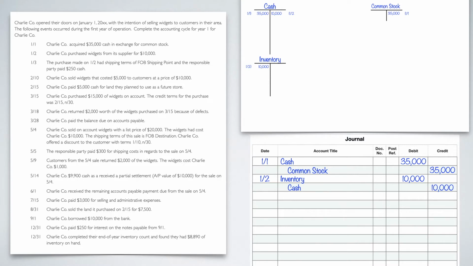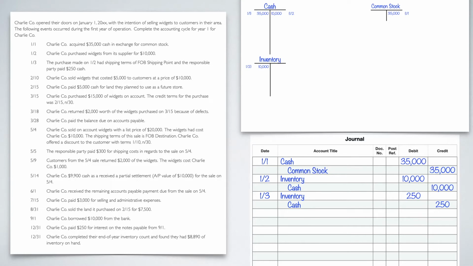So is cash affected? Yes, our cash is being affected. It's going down. So I'm going to say 1-3, credit cash for $250. And because we're the buyer and we're getting the inventory, we haven't sold it yet, but we're bringing it to our facility in order to sell it, we're going to include this in the inventory cost. So I'm going to debit inventory again for $250.